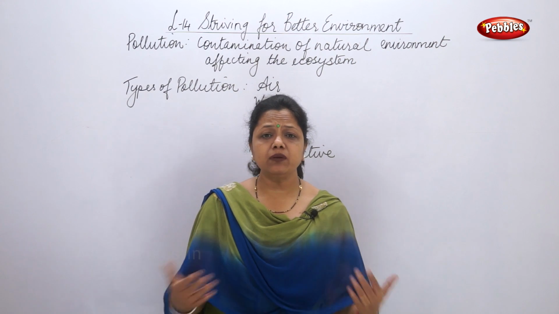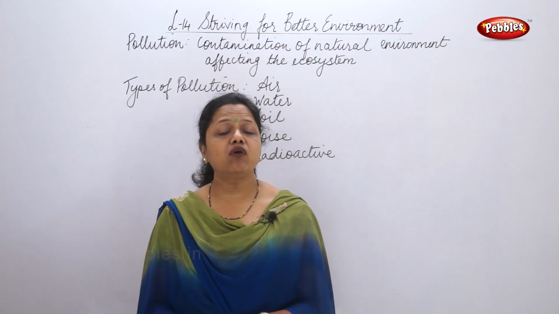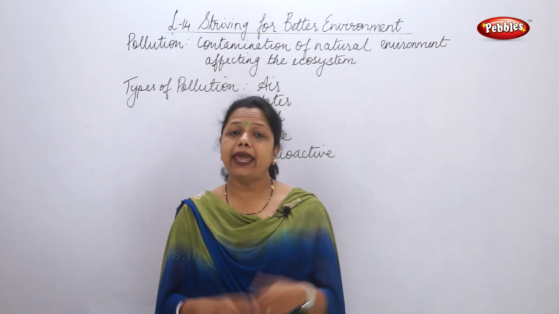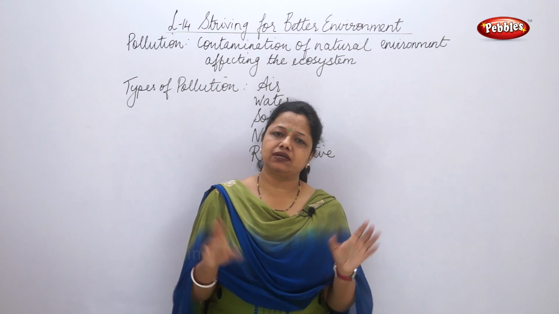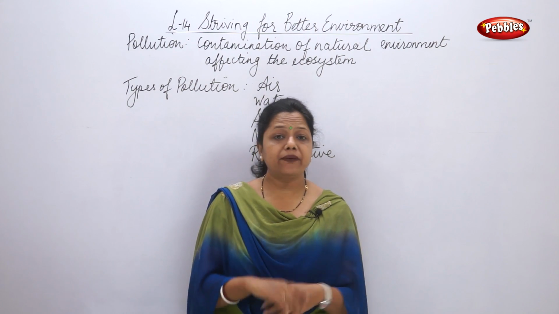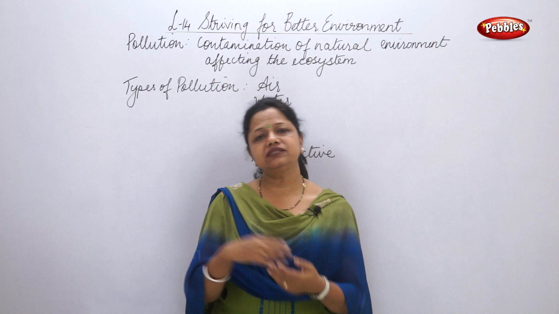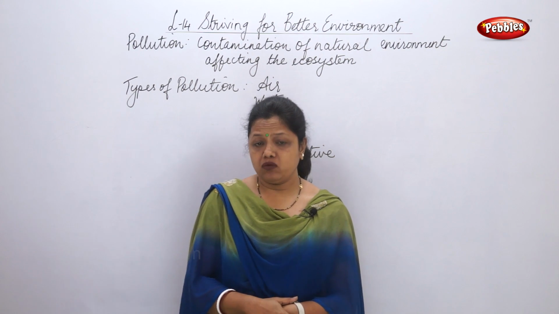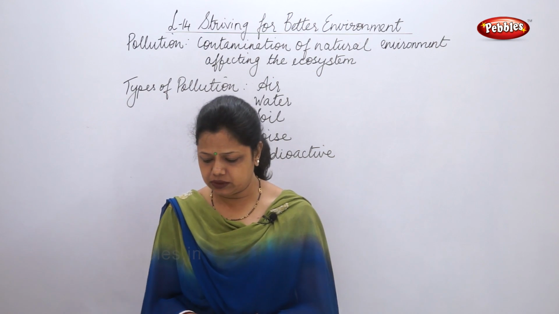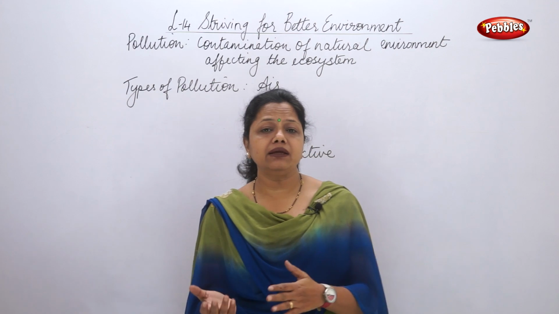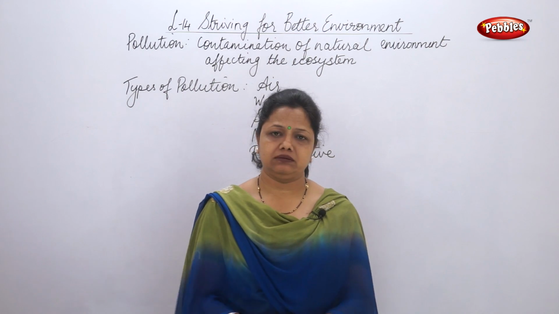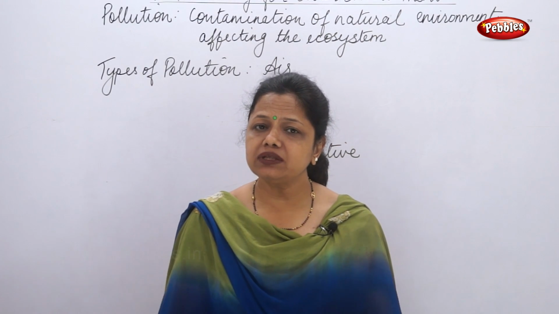Now, we are talking about air pollutants. So, what are air pollutants? Air pollutants can actually be classified into two types: primary air pollutants and secondary air pollutants. Now, what are primary air pollutants? Primary and secondary are based on their origin. Primary air pollutants, what is their origin?